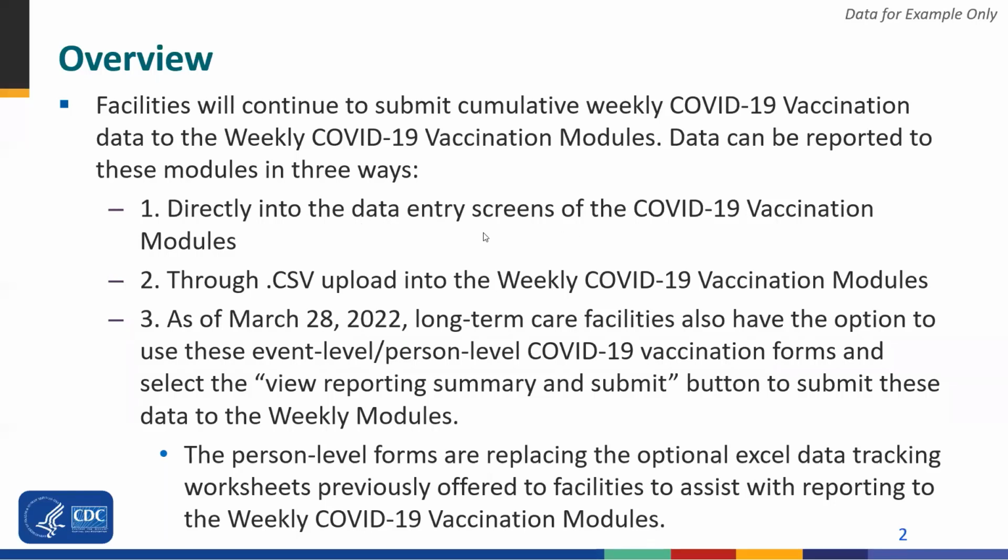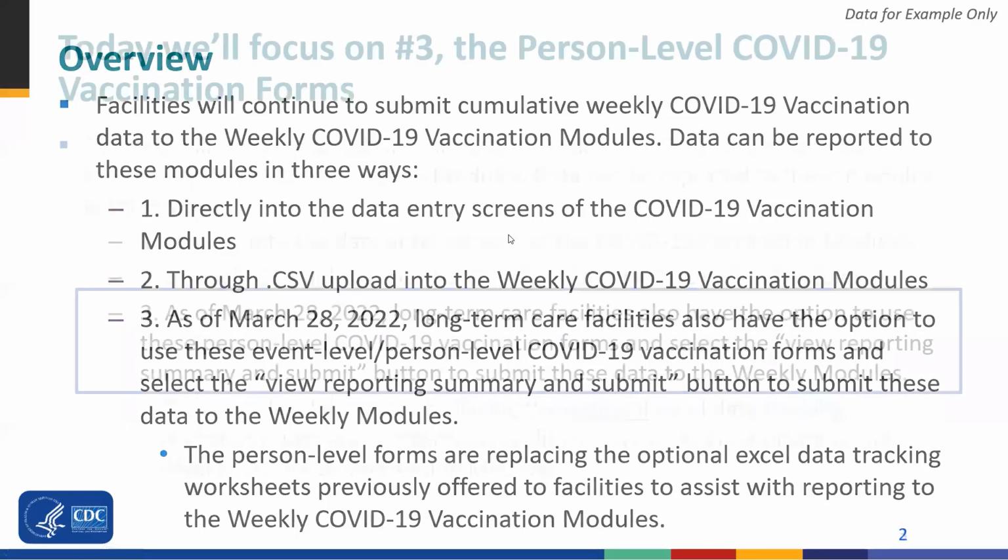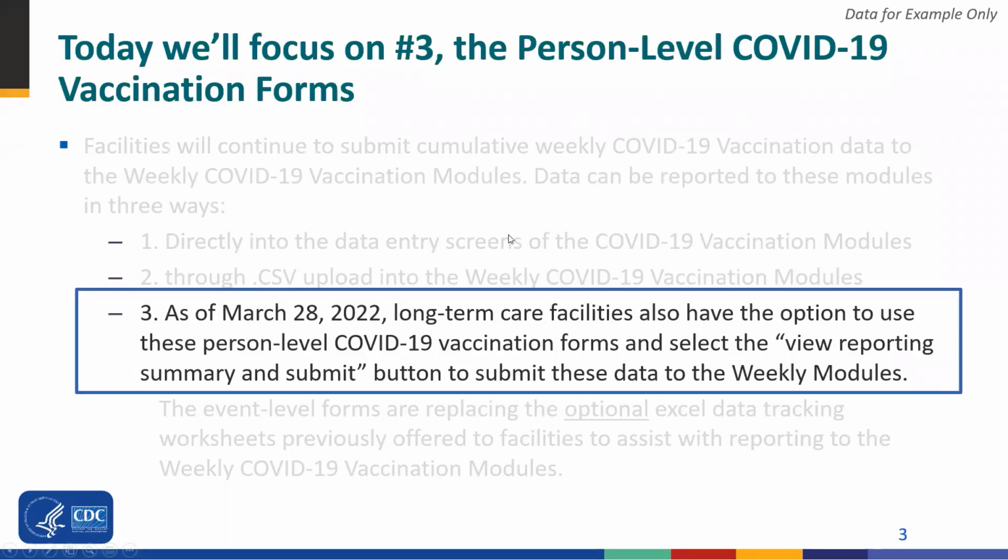Second, facilities can use CSV upload. And third, as of March 28th, long-term care facilities also have the option to use event level or person level COVID-19 vaccination forms and select the view reporting summary and submit button to submit these forms to the weekly vaccination modules. And the person level forms have replaced the optional Excel data tracking worksheet. And today we'll focus on this form of data submission in this training.